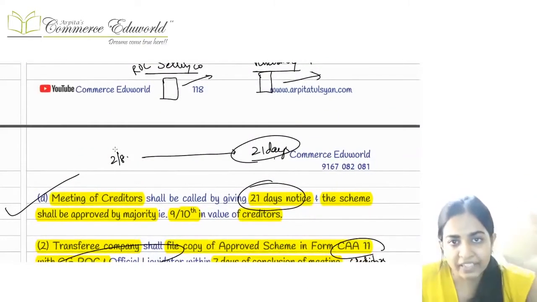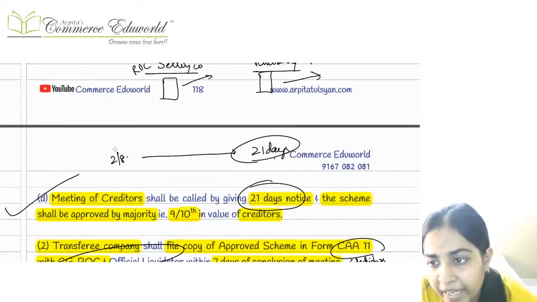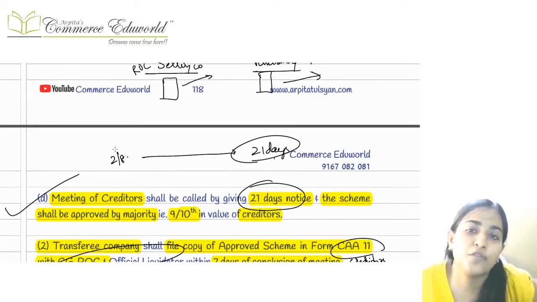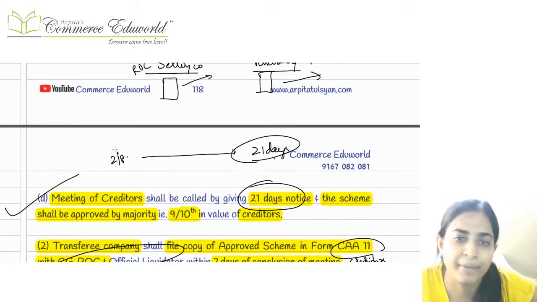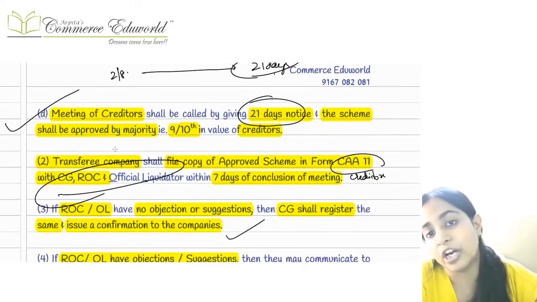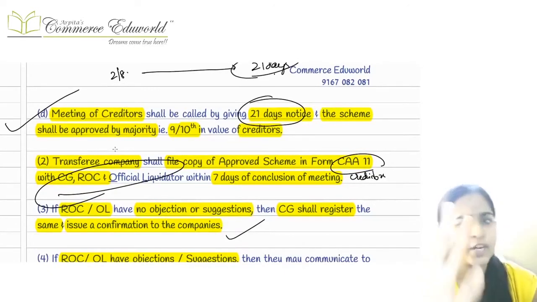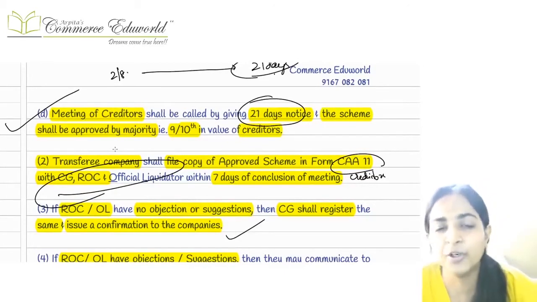Okay, once the scheme is approved by the shareholders of the respective company, then we are going to file a statement of solvency with the ROC. Both the companies are going to file the statement of solvency with the ROC, stating that even after this merger or amalgamation, we are going to be a solvent company only, or our financial position will be good enough.